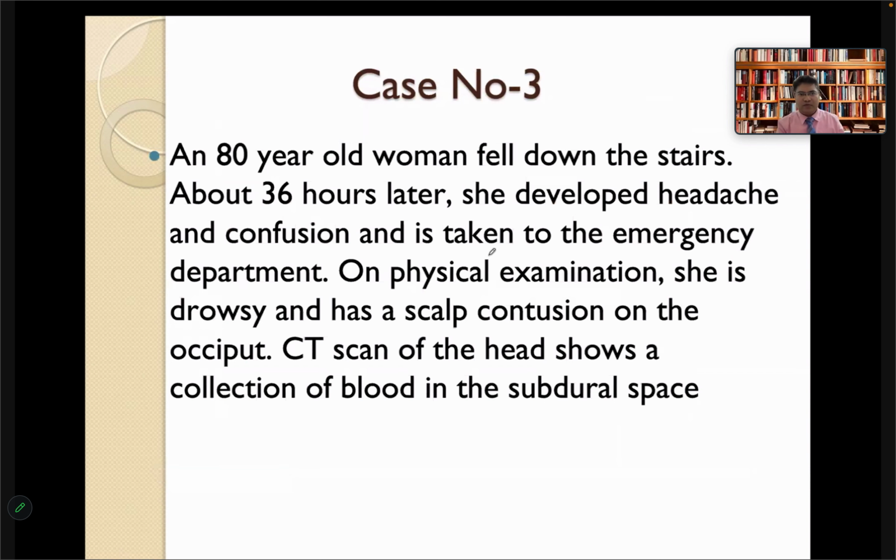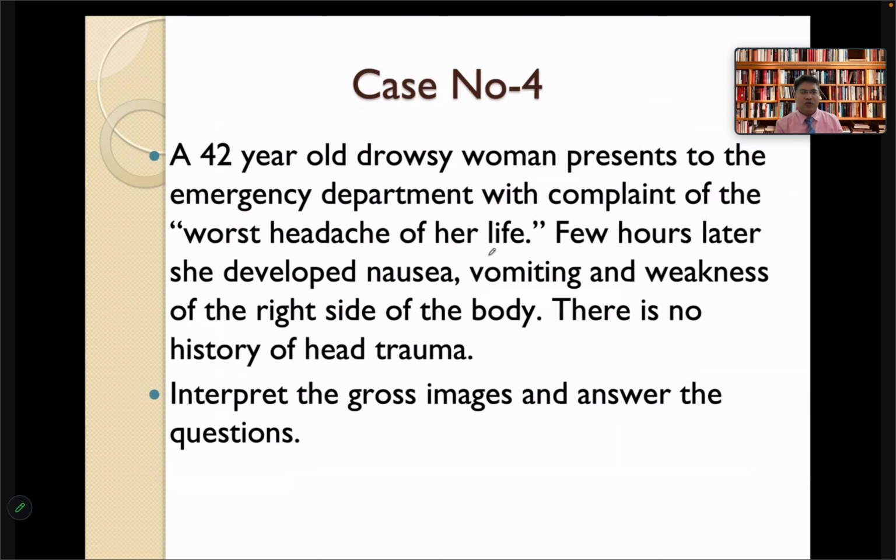Right. Now, case number 4. A 42-year-old drowsy woman presented to the emergency department with complaint of the worst headache of her life. Few hours later, she developed nausea, vomiting, and weakness of the right side of the body. There is no history of head trauma. Interpret the gross images and answer the questions. So, a very characteristic history: young, middle-aged female patient presenting with worst headache of her life.